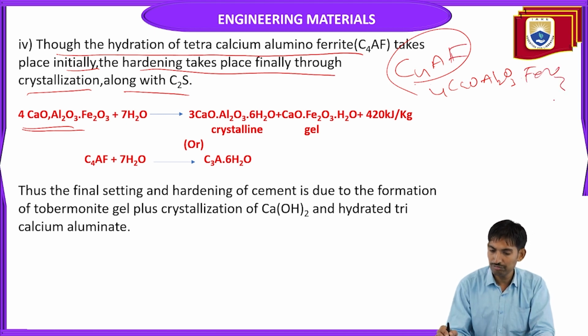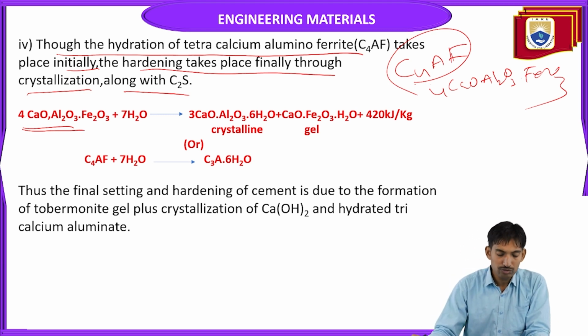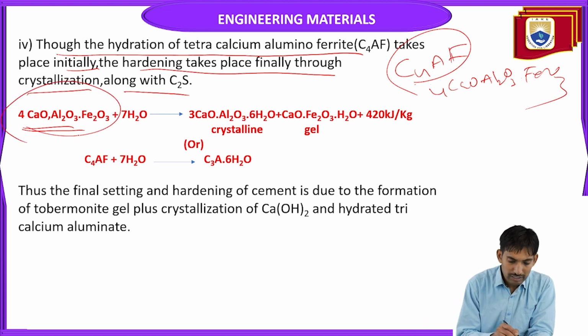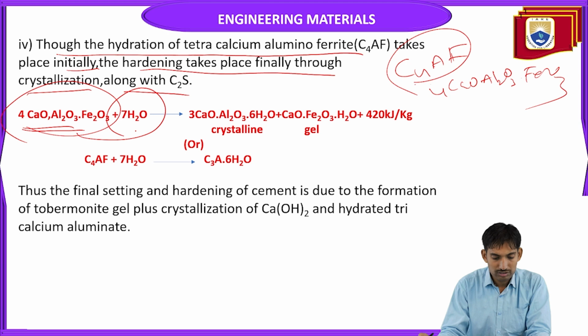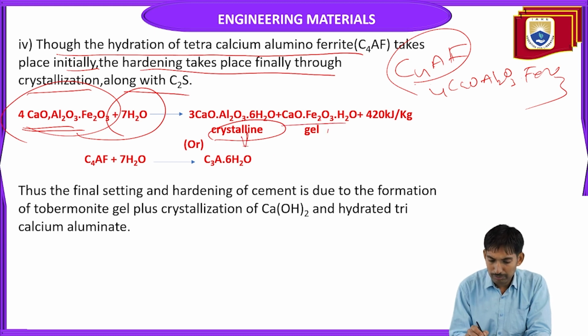Fe2O3. This is the formula for C4AF, 4CaO Al2O3 Fe2O3. This C4AF reacts with water. It forms crystalline 3CaO Al2O3 6H2O, and this forms a tobermorite gel.